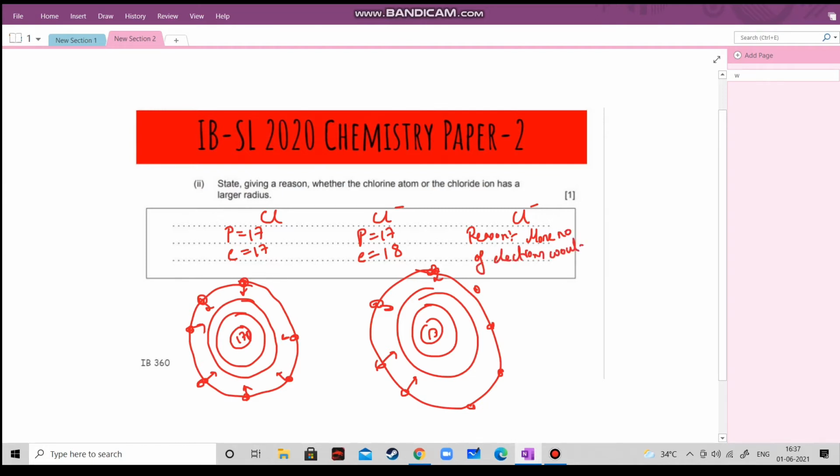would produce higher repulsive force at the outermost orbit. So this is the complete answer and explanation for question 2.